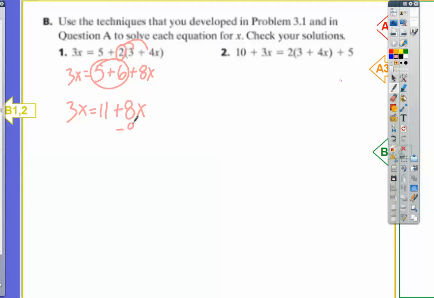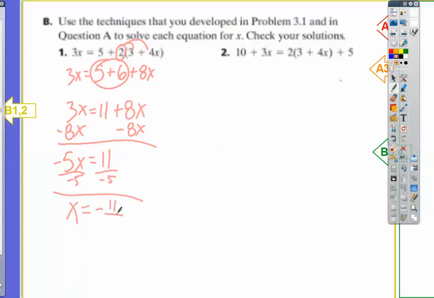Well, let's subtract 8x, so the x's can be on one side of the equal sign. So 3x minus 8x is 5x. That's a negative, is equal to 11. Divide by negative 5, divide by negative 5. And I have x is equal to negative 11 fifths.